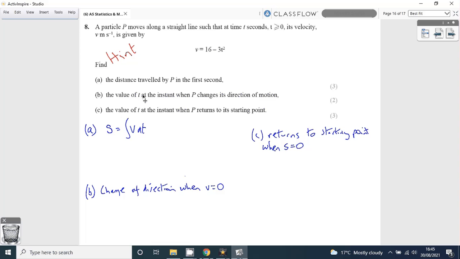Now for part B, the value of t at the instant when P changes its direction of motion. Well, it changes direction of motion when it comes instantaneously to rest, which is when the velocity equals 0. So set this equal to 0 and solve for t. Now for part C, the value of t at the instant when P returns to its starting point. Well, it returns to its starting point when the displacement is 0. So take your displacement equation from part A, set that equal to 0 and solve for t.